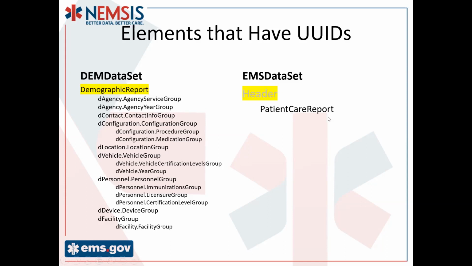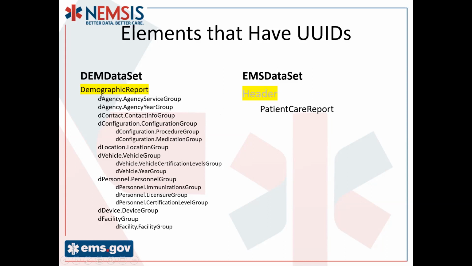We also added UUID to patient care report, and this would uniquely identify a patient care report, again, within an agency. Now, because the identifier is universally unique, in real life, it'll probably identify a patient care report universally. But the scope in NEMSIS is that it would identify it within an agency.